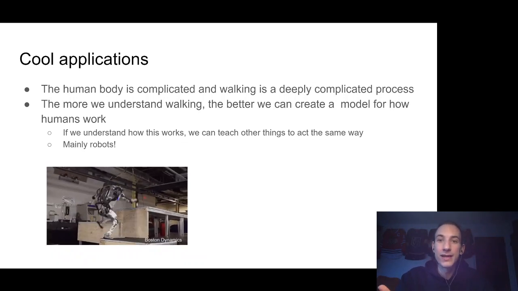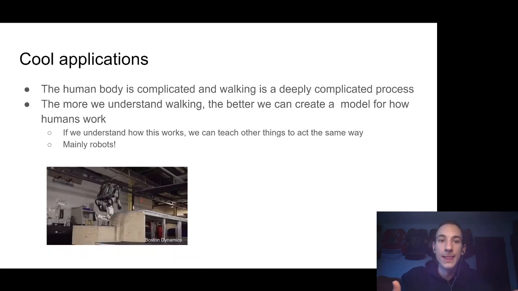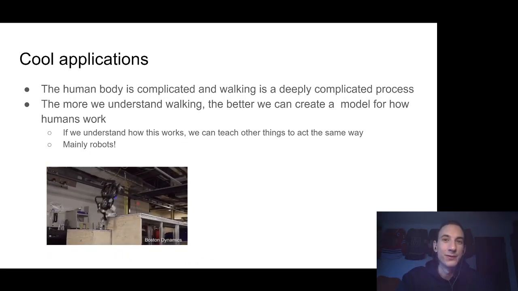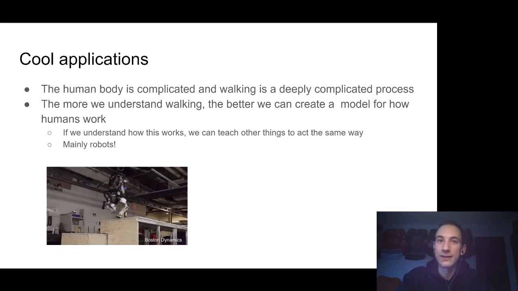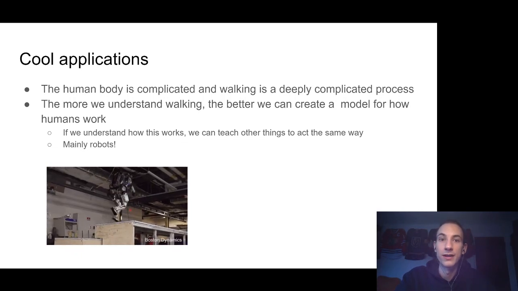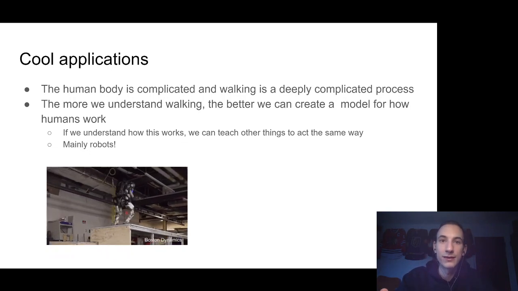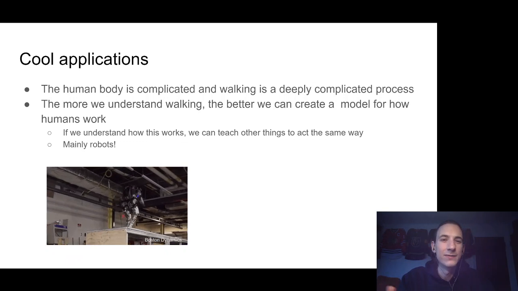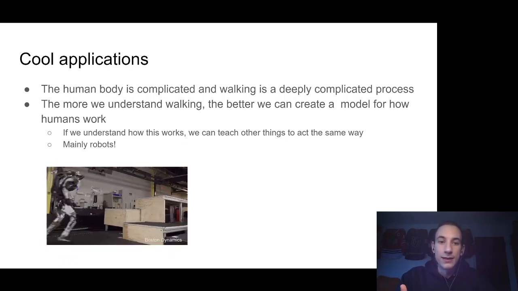And the more that we understand walking, the better we can create a model for how humans work and how they walk. And the reason why this matters is because we're in this age where we have so much technology and we want to do things with this technology. So building robots that can mimic what humans do is something that's important, something that we're building towards. I'm sure you guys see these videos from Boston Dynamics all the time. They have the four-legged robots that kind of look like dogs, but they also have these two-legged bipedal robots, and they walk.